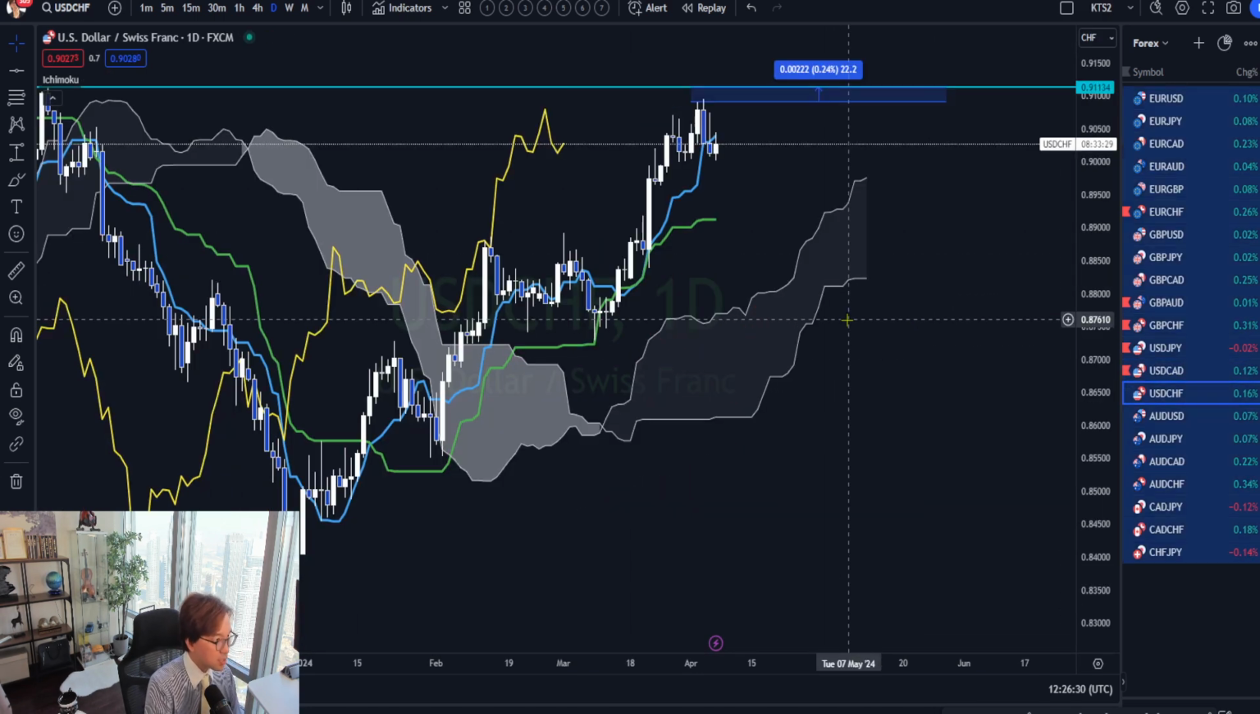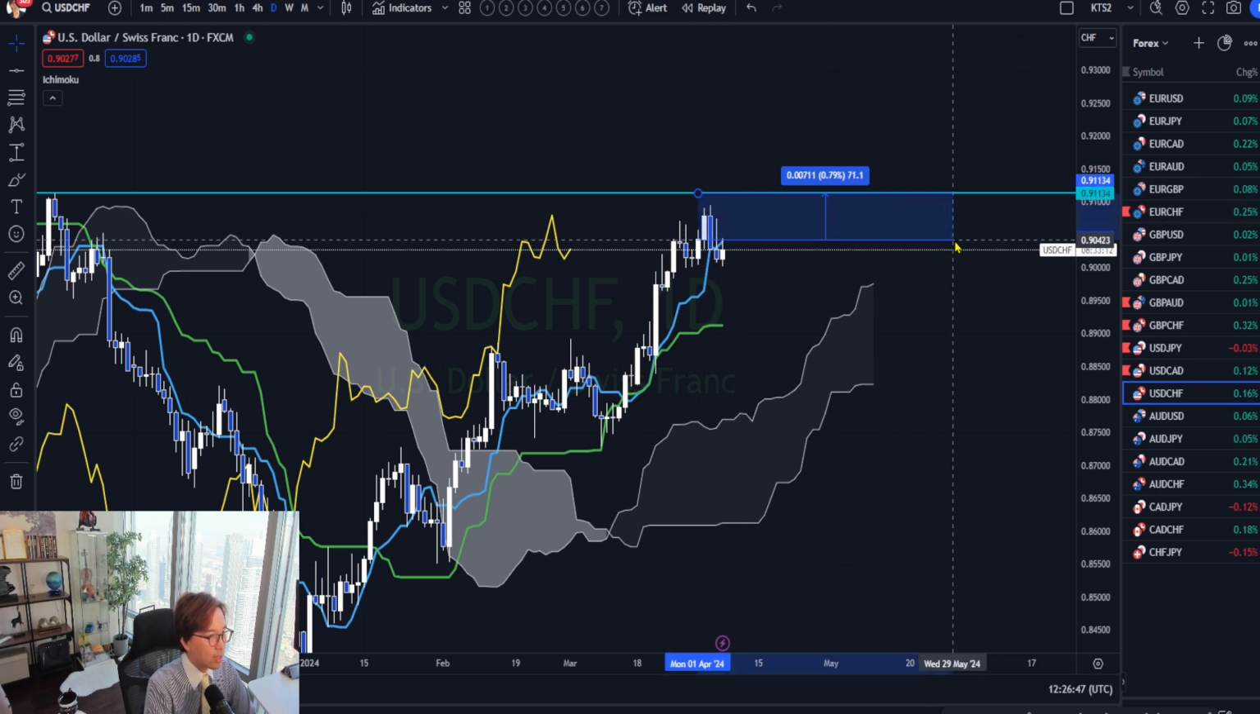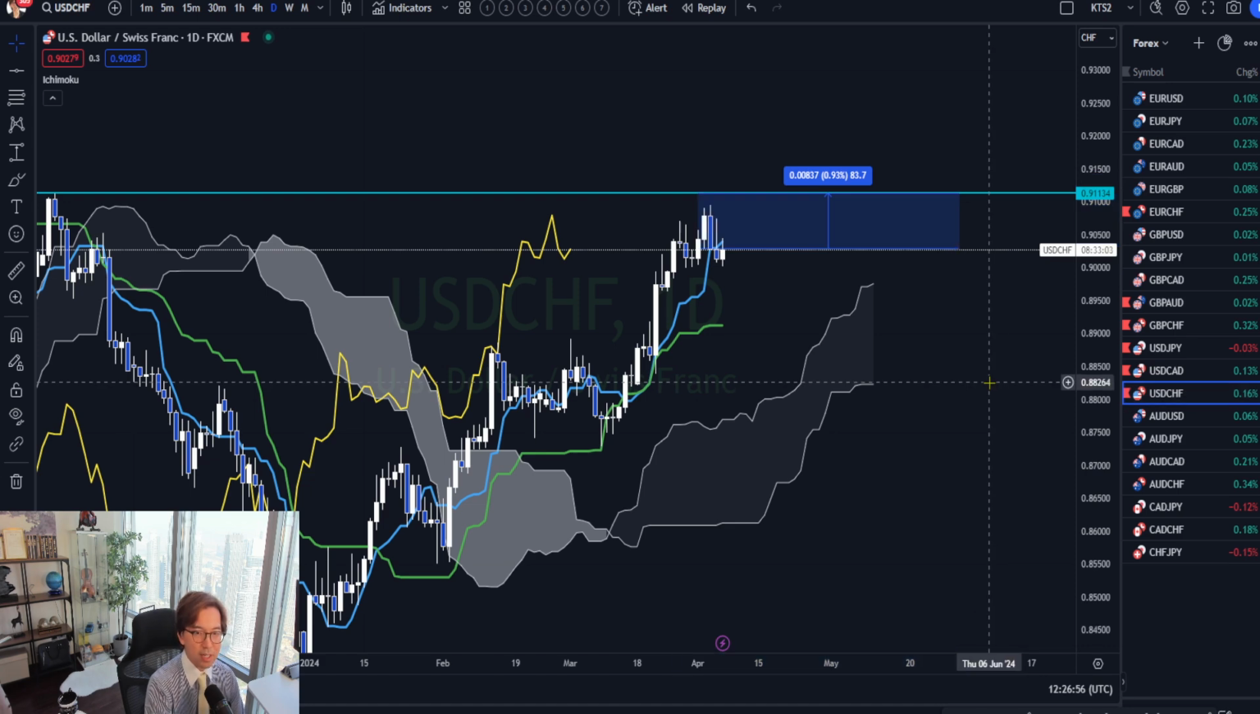And USD Swiss franc is now consolidating. Now the price is below the Tenkan Sen, so the bullish momentum is getting weaker. But if the price breaks the resistance, which is up, let's see, only 83 pips or so. So if it breaks the resistance, it may be bullish. So just in case, I mark red to monitor after or during the non-farm payrolls.